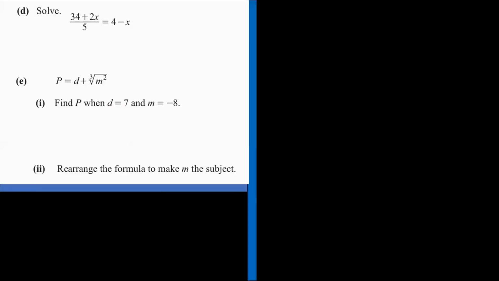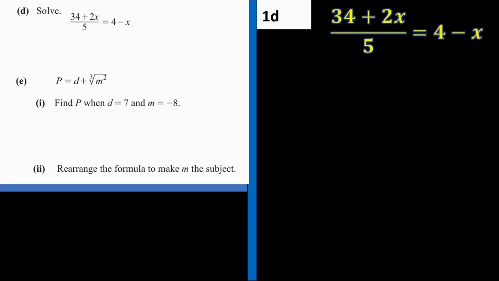We proceed to the D question. Here we are asked to solve this algebraic equation: 34 plus 2s over 5 equals 4 minus s. So what do we do? We are going to multiply both sides by 5. If we multiply both sides by 5, on the left hand side the 5 that is acting as denominator will vanish, and on the right hand side we are multiplying by 5.